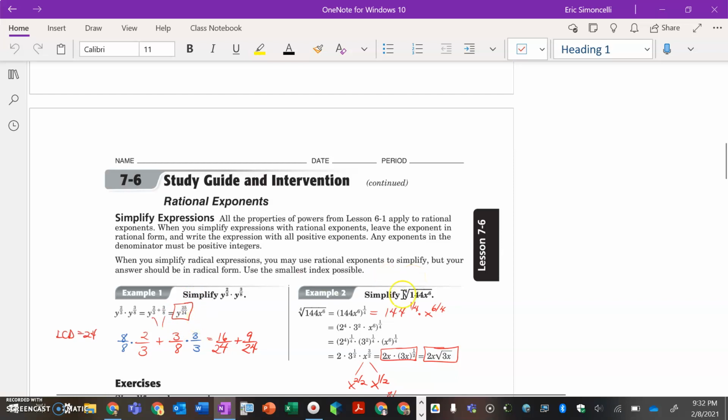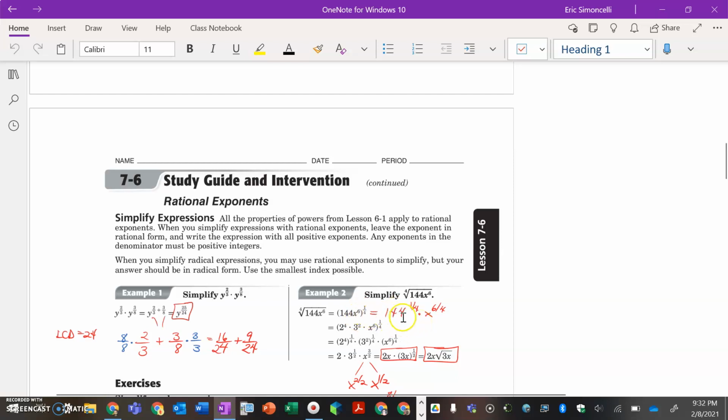Example 2. Simplify the fourth root of 144x to the sixth. First and foremost, you can rewrite it, and probably should at least consider rewriting it, where 144 times x to the sixth is raised then to the 1/4 power. So the rational exponential form now translates by simple simplification of 144 to the 1/4, separately then times x to the 6/4, because you're just multiplying 6 times a fourth.